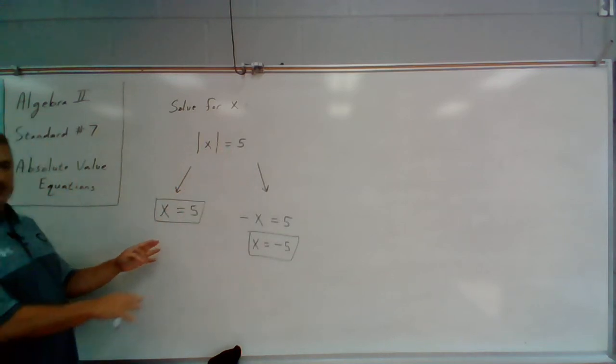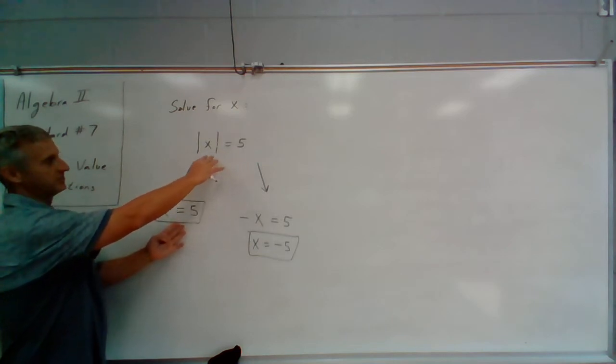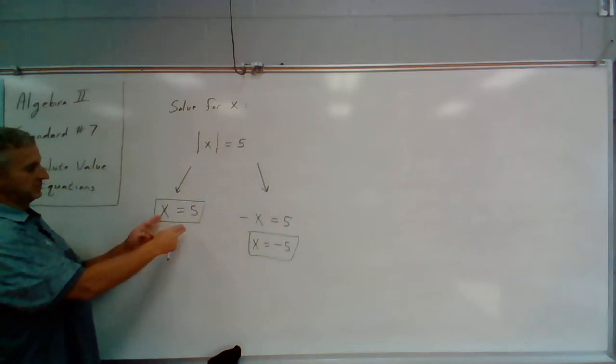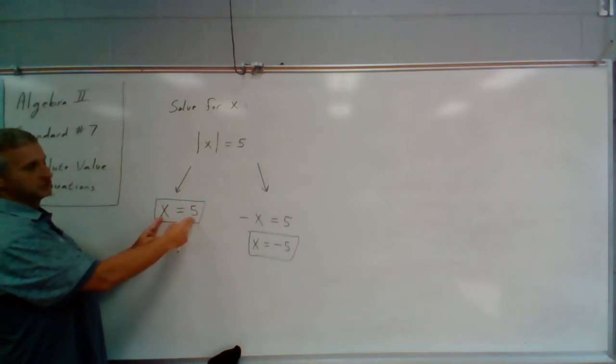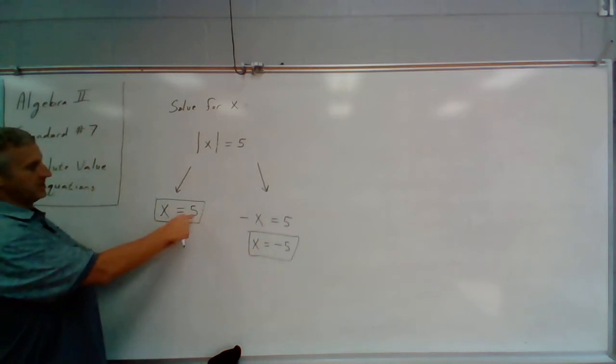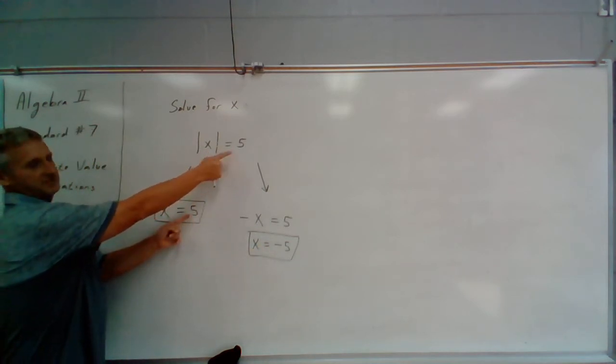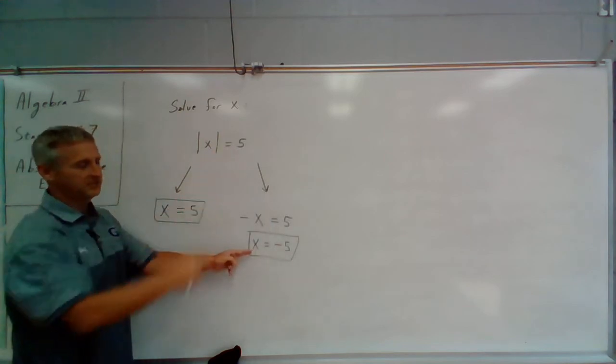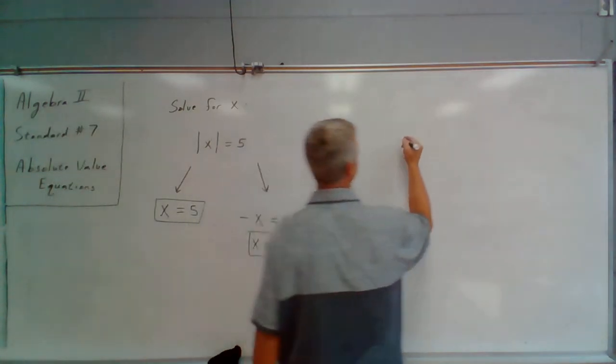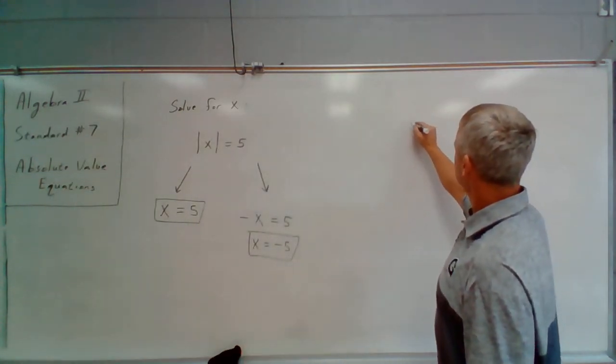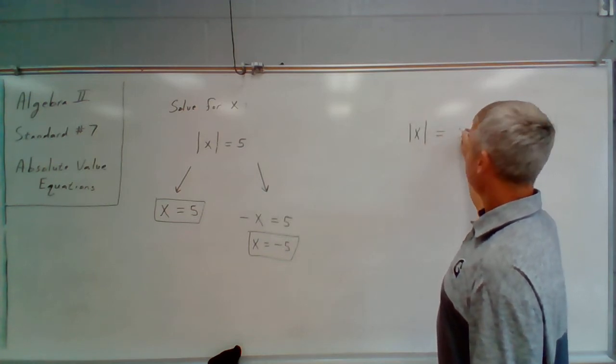So it's really kind of simple. If you have an absolute value, you're going to have two different solutions. We can have the positive solution or the negative solution. So the absolute value of 5 is 5, and the absolute value of negative 5 is 5. Let's try another. Let's solve this equation.